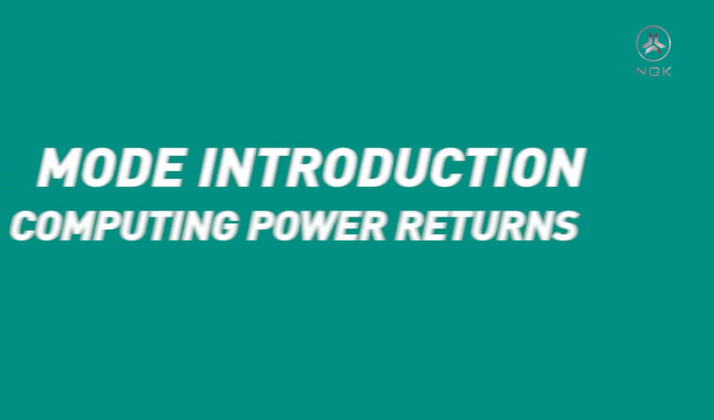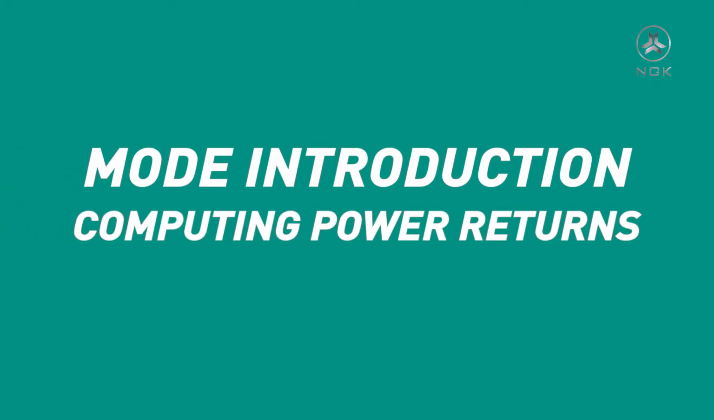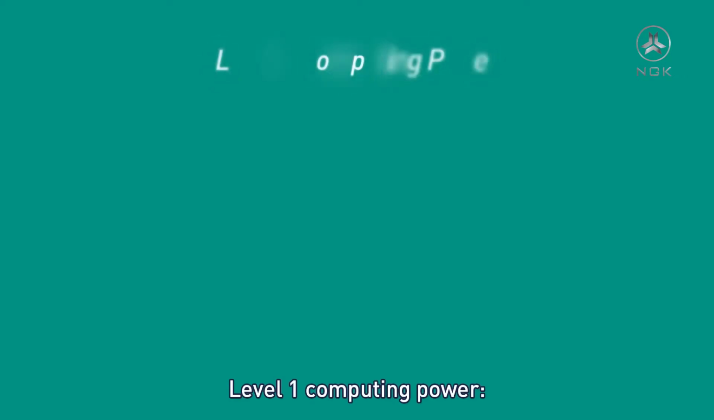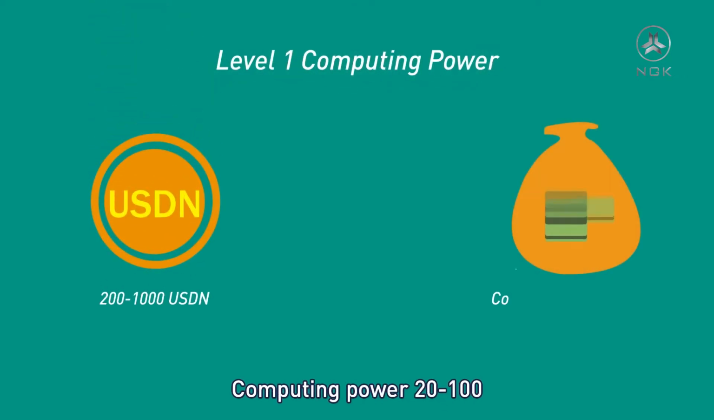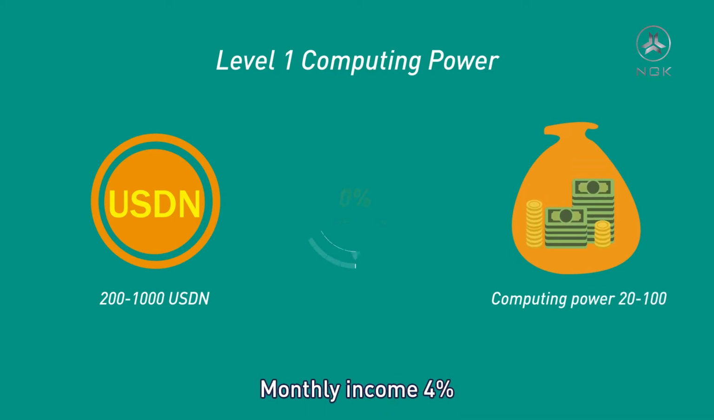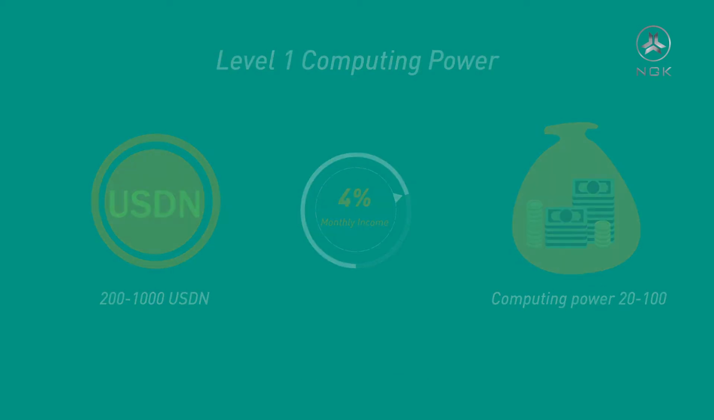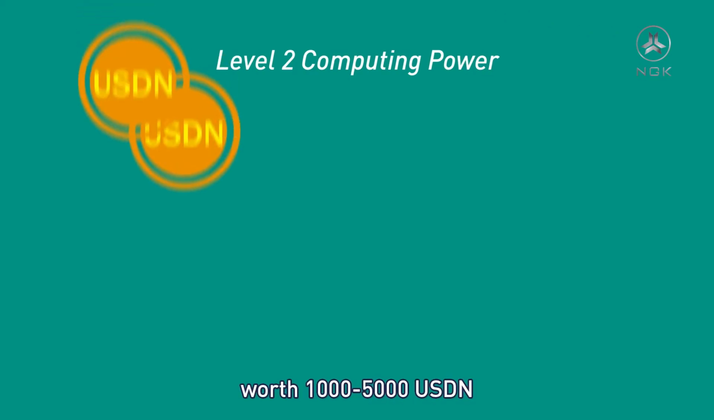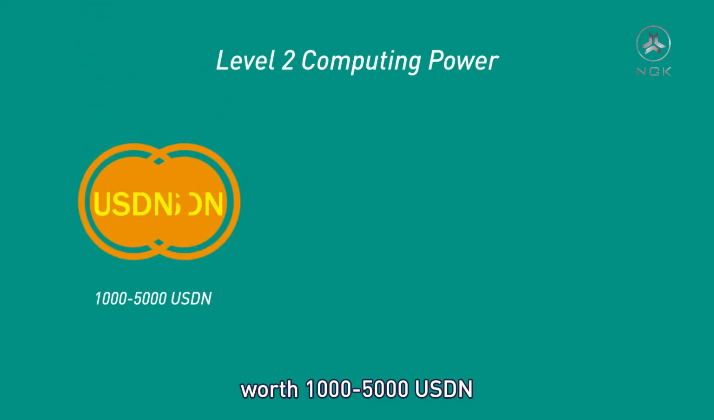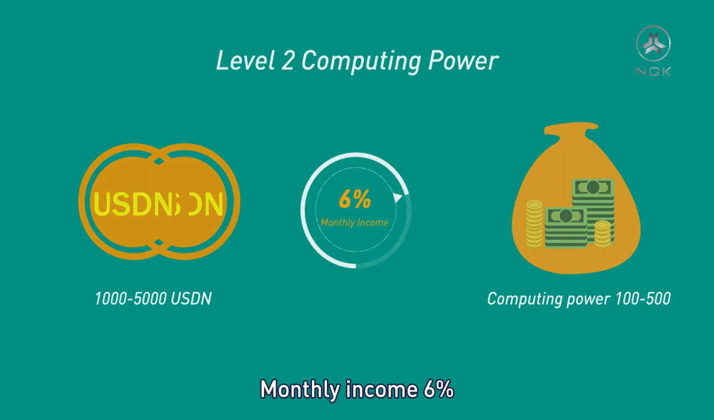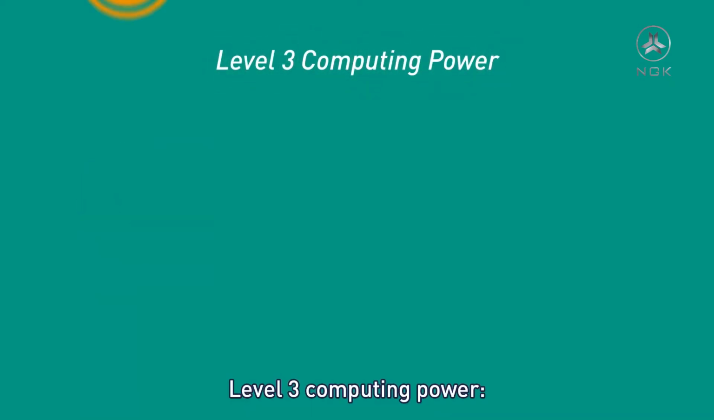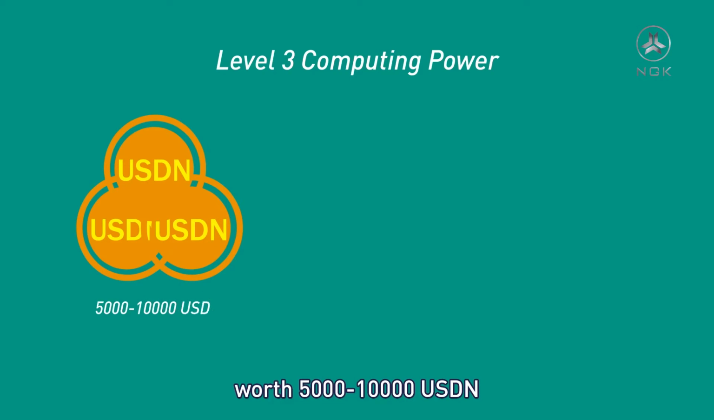3. Mode introduction. 1. Computing power returns. Level 1 computing power worth 100 to 1000 USDN. Computing power 20 to 1000, monthly income 4%. Level 2 computing power worth 1000 to 5000 USDN. Computing power 100 to 500, monthly income 6%. Level 3 computing power worth 5000 to 10000 USDN.